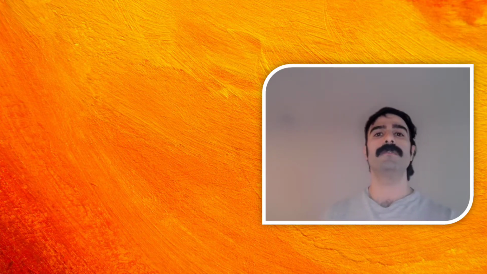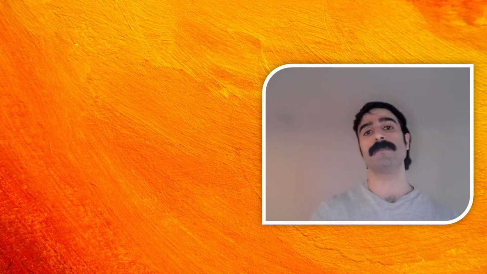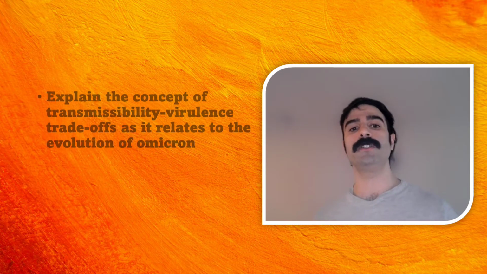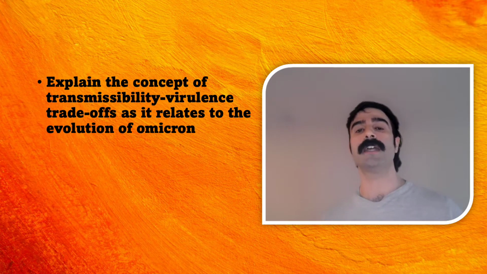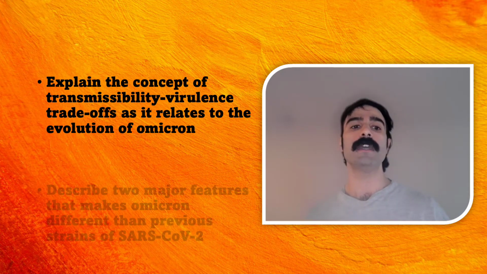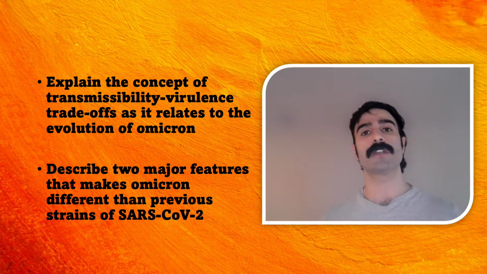In this video, we'll take a look at the Omicron variant. We'll discuss what might make it more transmissible but less virulent. By the end of this video, you should be able to explain the concept of transmissibility virulence trade-offs as it relates to the evolution of Omicron, and describe two major features that make the Omicron variant different from previous strains of the SARS-CoV-2 virus.